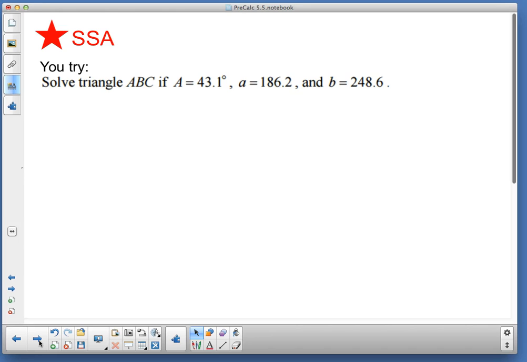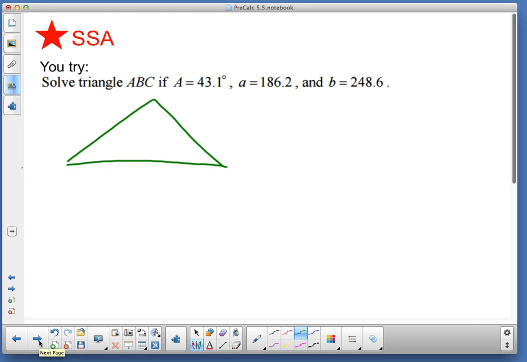Okay, welcome back. I'm hoping that this went well for you, but let's do a couple things. First, let's sketch a picture. So I've got this picture going down, really high-tech sketch here. This is 43.1 degrees. This is my A. Now remember, A across is 186.2, and I've got a B of 248.6.